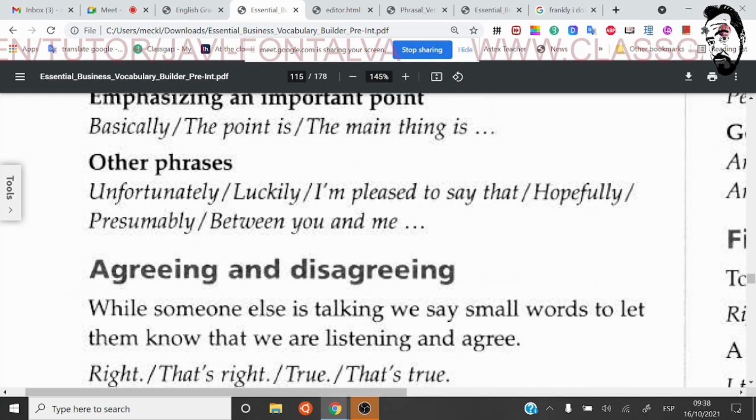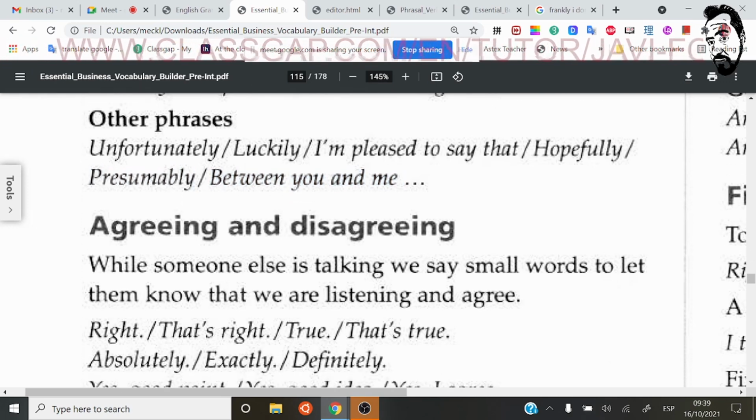Okay. More phrases. Unfortunately, por desgracia. Can you repeat that, please? Unfortunately. Luckily, con suerte. Luckily. I'm pleased to say that. Estoy encantado de decir que. I'm pleased to say that. Hopefully. Con suerte, con esperanza, ¿no? Presumably. Sí, como me imagino. Presumably. Between you and me. Entre tú y yo. Between you and me. Easy, yeah?